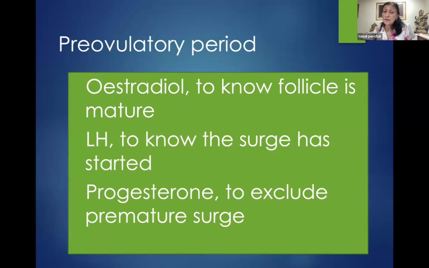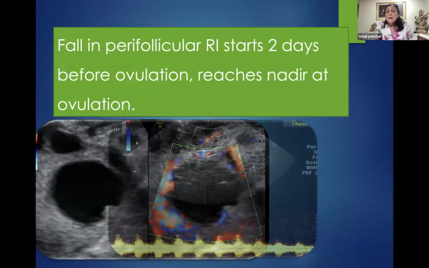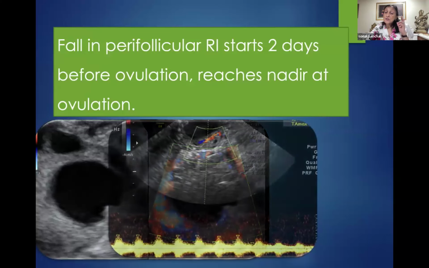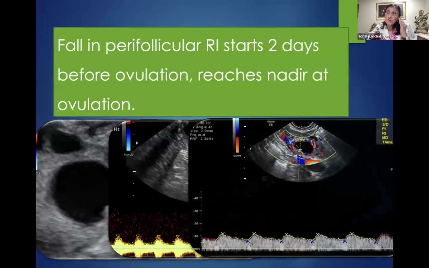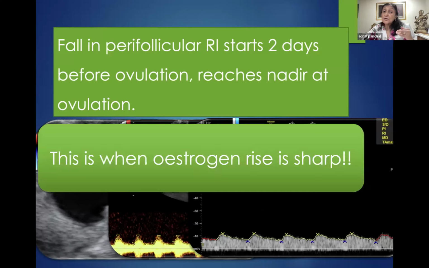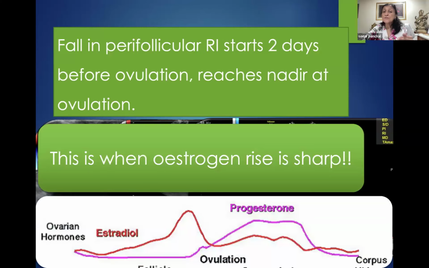estradiol is what we want to check to know the follicular maturity, LH to know the surge has started and whether it is on time or not, and progesterone to exclude a premature surge. If I speak of estrogen first, the fall in the perifollicular RI starts about 2 days before. I did tell you that the perifollicular flow starts along with the dominance of the follicle. This flow keeps on increasing to gradually cover at least 2/3, preferably 3/4 of the circumference, and just 2 days before ovulation the RI of these blood vessels reaches a nadir. This absolutely correlates with the final estrogen surge.